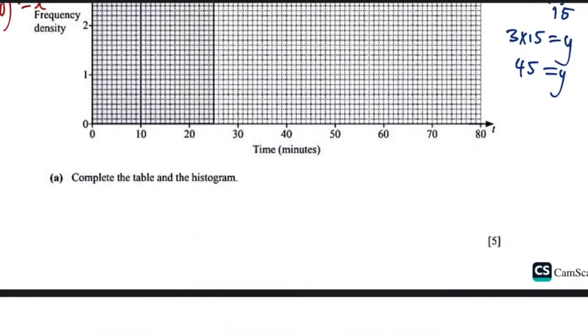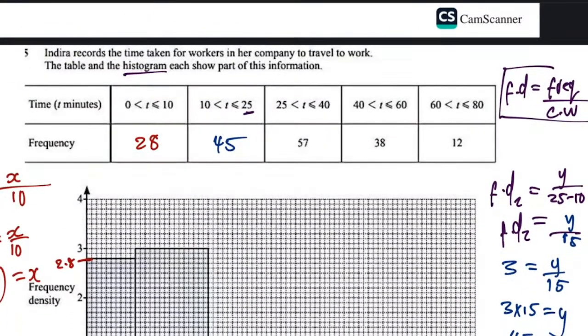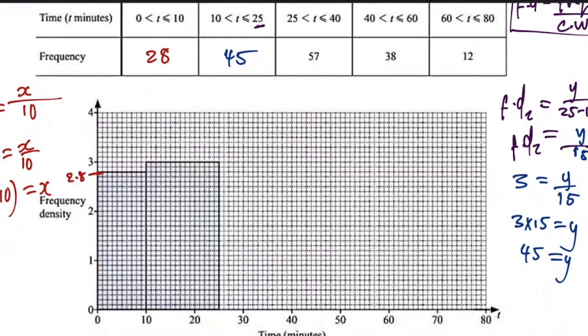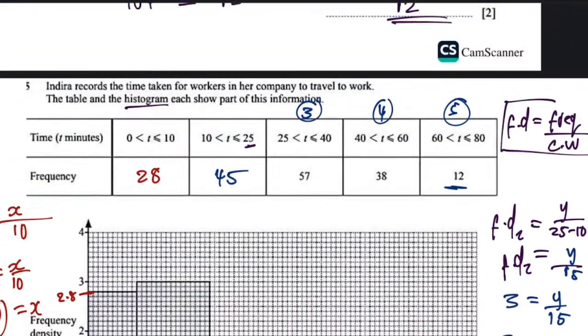Now the next thing they'll say is complete the histogram and the table. So we've got to complete the histogram now. Right, so now let's see how it goes. We want to finish this up. So for the histogram, yes, it's frequency density over class width. Now we want the frequency density on the third one, on the fourth one, on the fifth one, because those are the ones we're going to sketch on the graph.